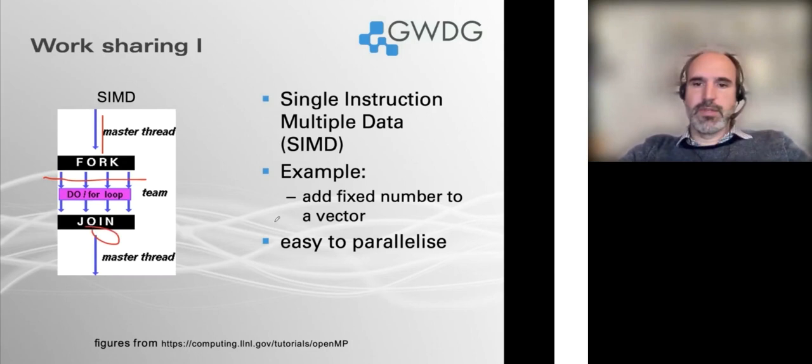A classic example is a vector where you just add a number. The instruction is adding a number, maybe a fixed number, and you do it for all elements of the vector. So you have multiple data, all the elements in the vector, and a single instruction, hence single instruction, multiple data. This is the easiest example. It's quite easy to parallelize, and it's basically just one command in OpenMP. This might be useful for many problems or many parts of your code.